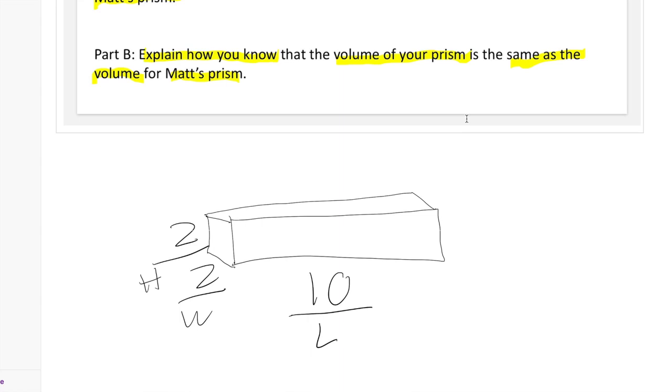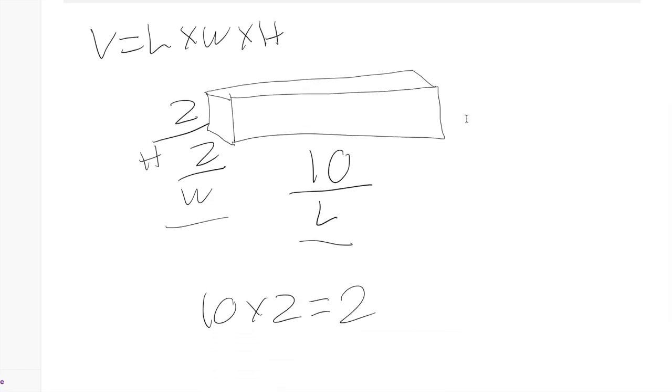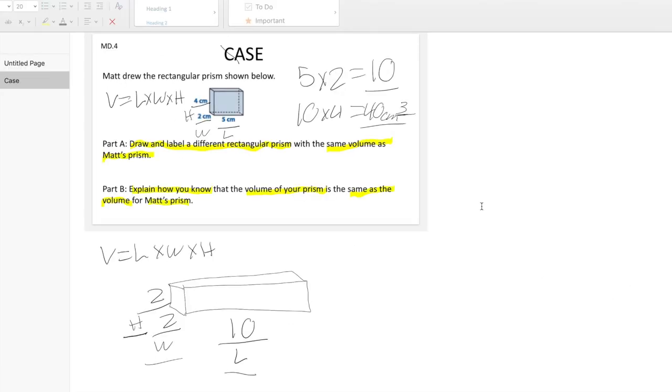We will be doing volume again, which is length times width times height. So the length times the width is 10 times 2, which is 20. Then you do 20 times the height, which is 20 times 2, 40 centimeters cubed. As you can see, I've annotated Matt's model and my model, so I can cross out the A in case.